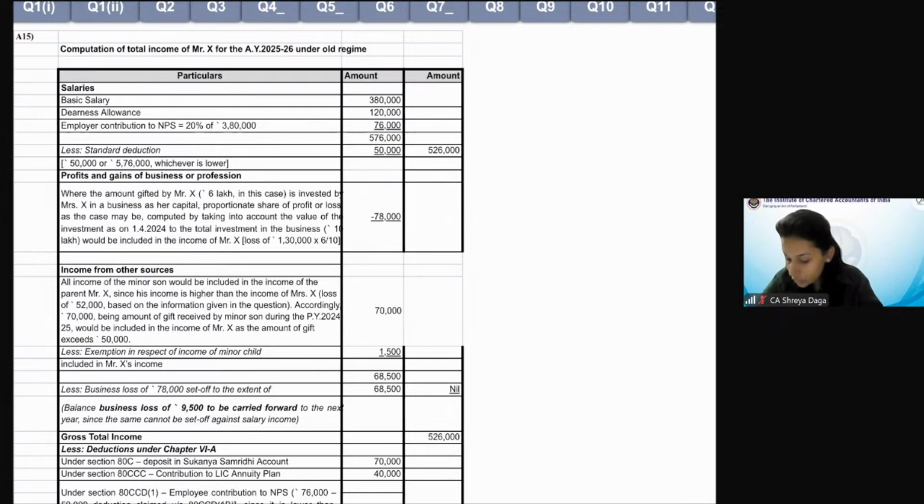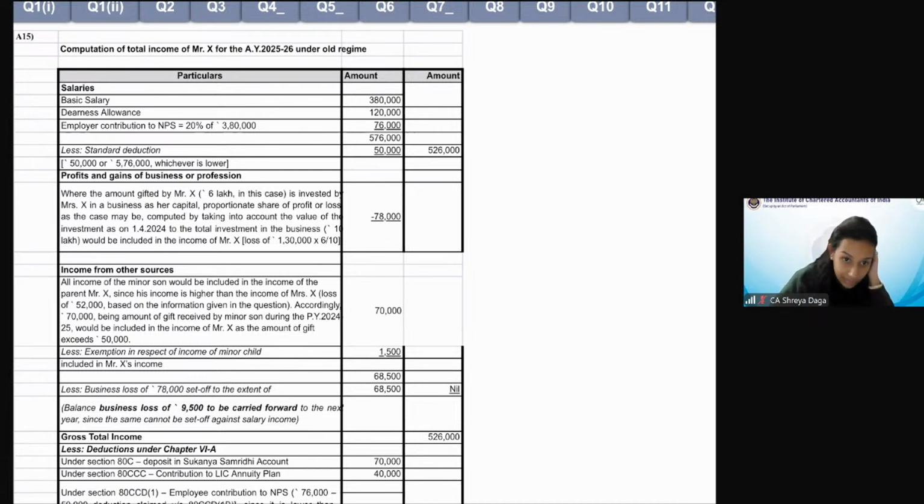In income from other sources, we have a gift received by X's minor son on his birthday from a friend. So the minor son has received a gift, and assume that X's income is higher than Mrs. X's, so the minor son's income will be clubbed with X. Assume that. Now the gift is 70,000, so it's more than 50,000, and the gift has been received from a friend, which is not a relative, which means this is taxable.